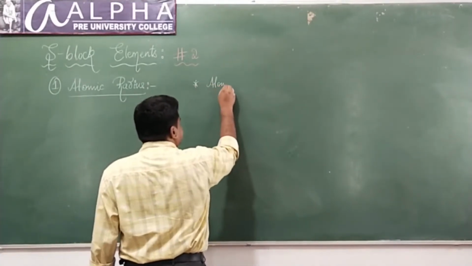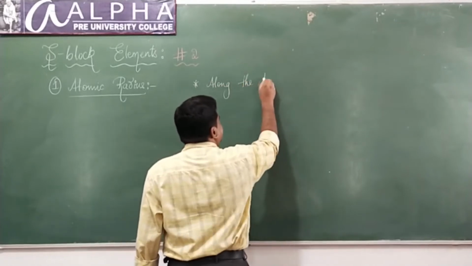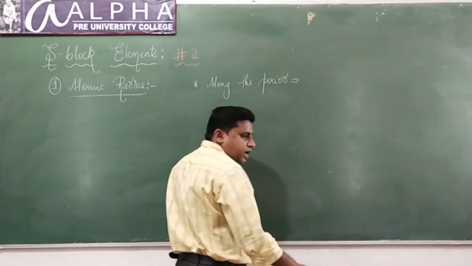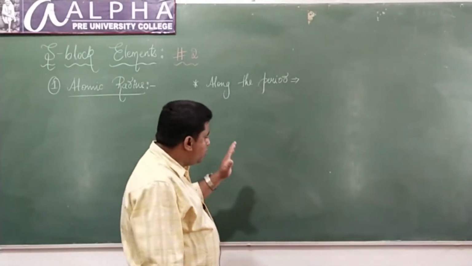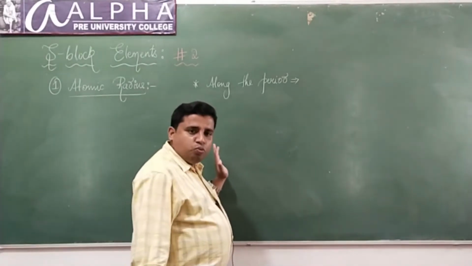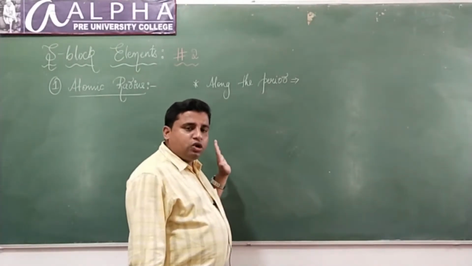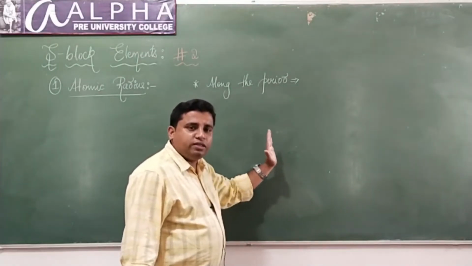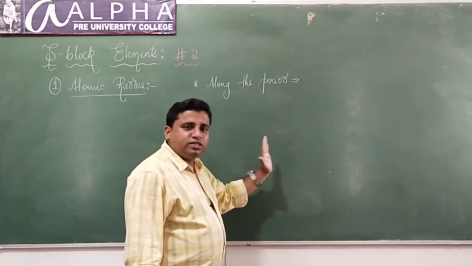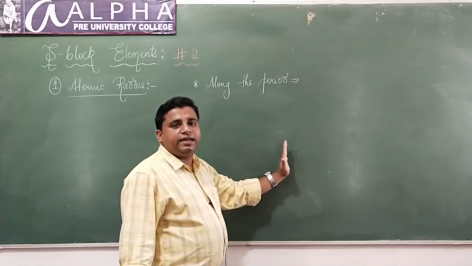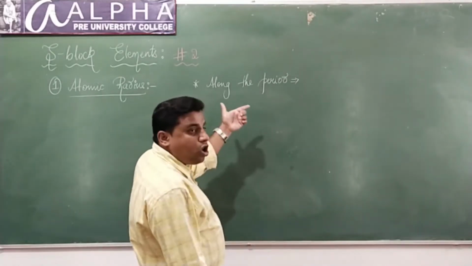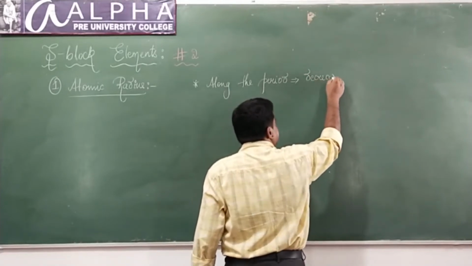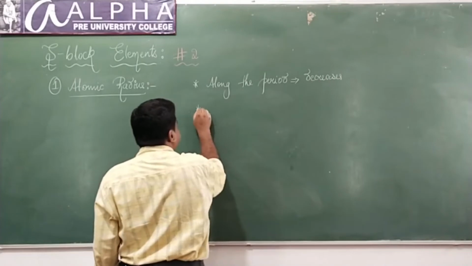Along the period, atomic radius keeps on decreasing, isn't it? As we go from left to right in the periodic table, from group 1 to group 18, or else if you can consider group 1 to group 17, the atomic radius decreases steadily from one group to another group to another group, isn't it? From 1 to 17 there is a gradual decrease in atomic radius. So along the period atomic radius decreases, correct?